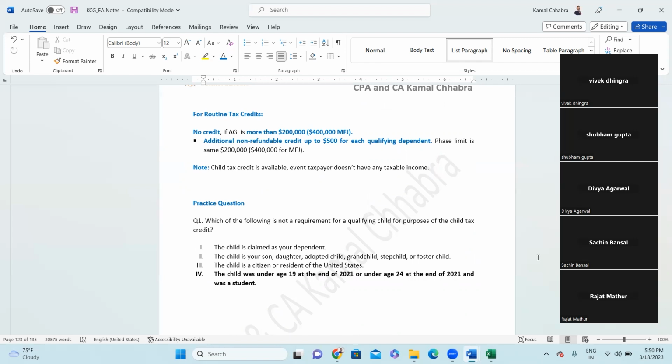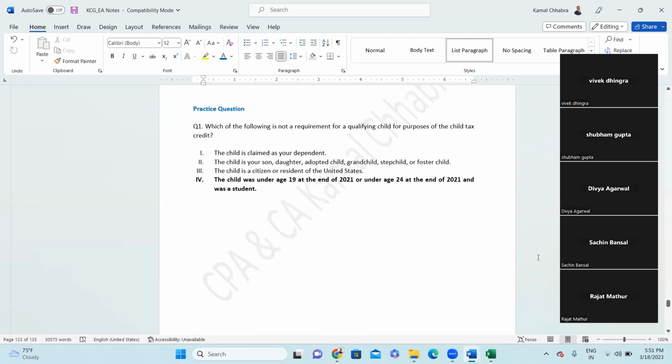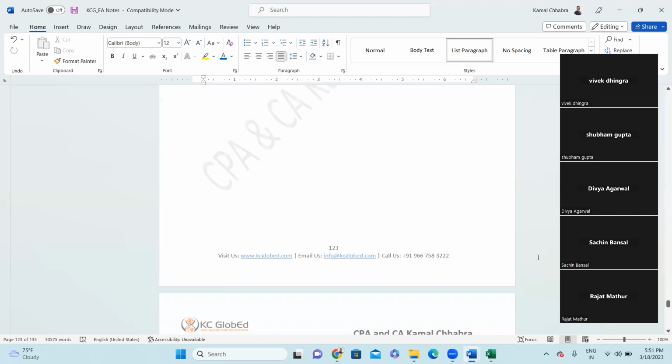Right? If you see the fourth point, child was under age of 19 at the end of 2021, or under the age of 24 at the end of 2021 and was a student. But in addition to this, the third condition is disabled child also. Right? That piece is missing here. So this statement is incomplete. This type of question also you may expect. It looks perfectly right, but there might be one piece of the puzzle missing. Make sense? Shubham, Rajat? Yes, sir.